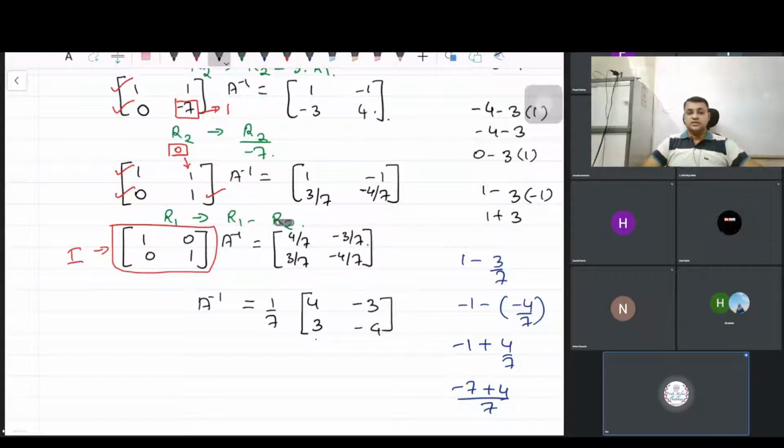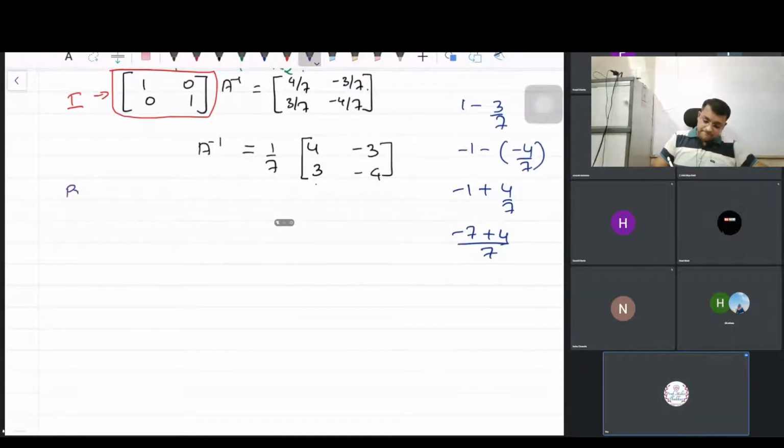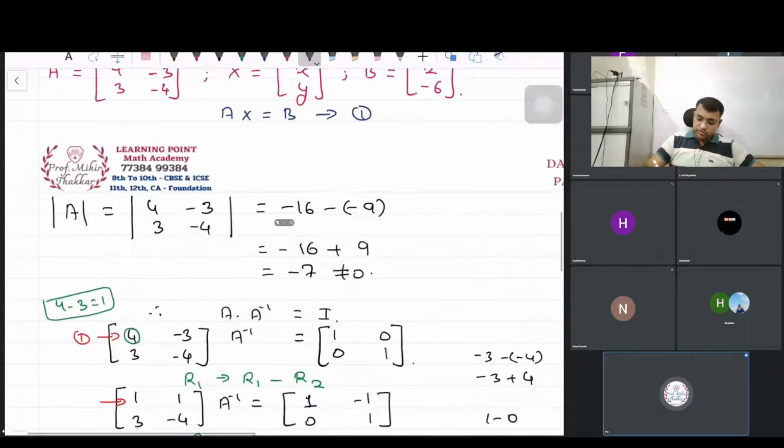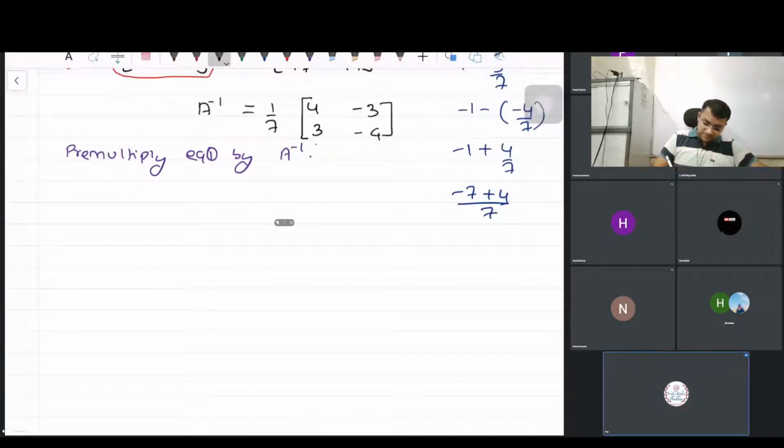Now guys, the last thing that you need to do, I hope everybody remembers, we have to pre-multiply this so that we can get the values of x and y. So I will say pre-multiply equation 1 by A inverse. See, this over here is your equation 1 available in front of you. So this equation has to be multiplied with, or in fact pre-multiplied with A inverse. So you will get over here A inverse into A into X is equal to A inverse into B.